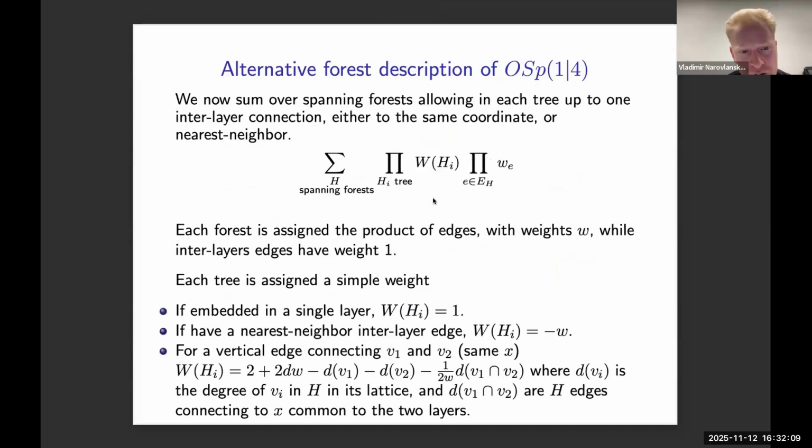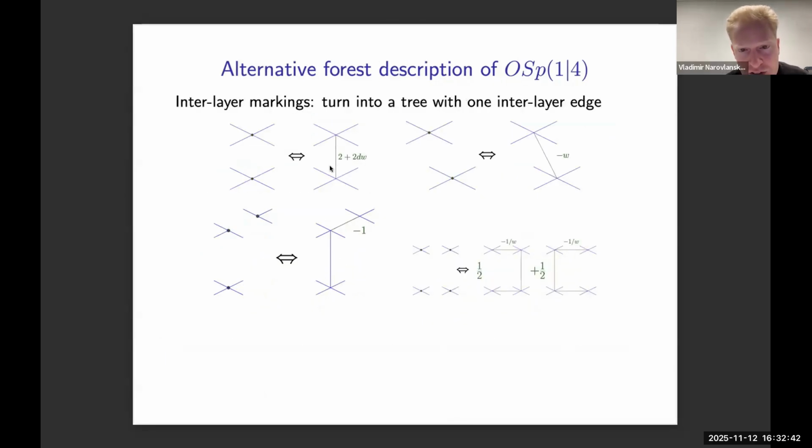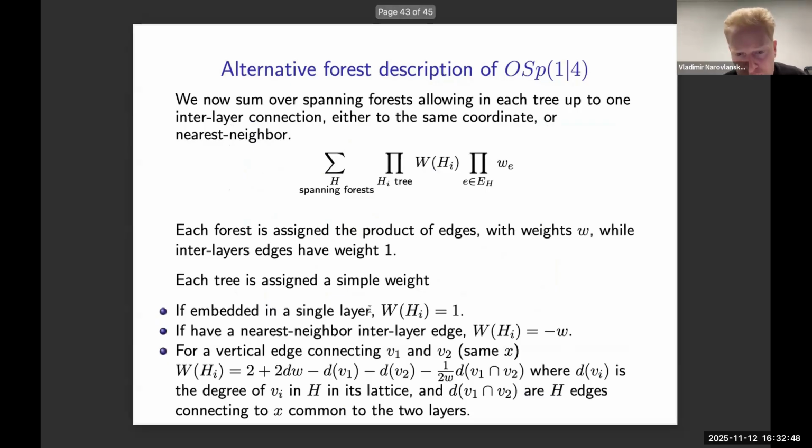So the whole point that I would like to make is that even in this OSP14 theory, the prescription that you're getting is very simple. What you need to do is to sum over all the spanning forests, okay? And now every tree is either embedded in the same layer, tree only in the same layer, or the tree can have up to one edge that goes between the two layers, either an edge that connects the same coordinate or nearest neighbors, okay? Like this is the same coordinate and this is nearest neighbor. So these are the only three kinds of trees that you have, either embedded in the same layer or one edge connecting the two layers, either to the same vertex or nearest neighbor one.